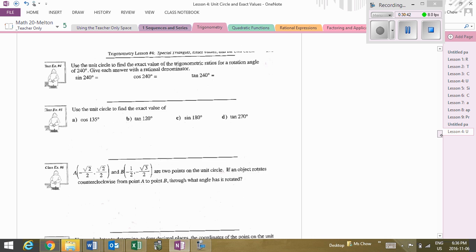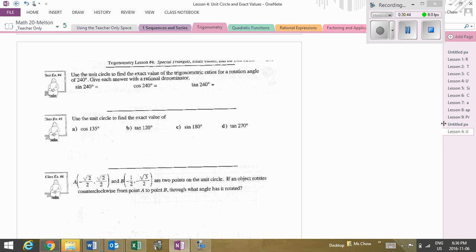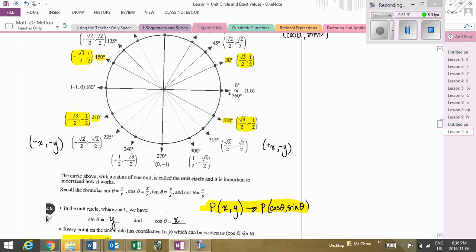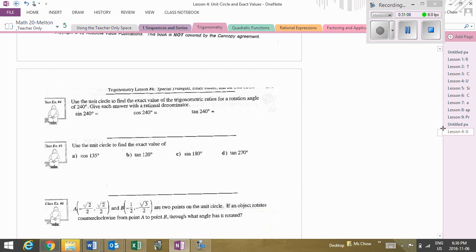If we take a look at class example number 4, it says use the unit circle to find the exact values of the trig ratios for a rotation angle of 240 degrees. Give each answer with a rational denominator. So sine of 240 degrees, we know that that would just be the y value. So let's go back to that unit circle and look at 240 degrees. 240 degrees is negative 1/2, negative root 3 over 2.